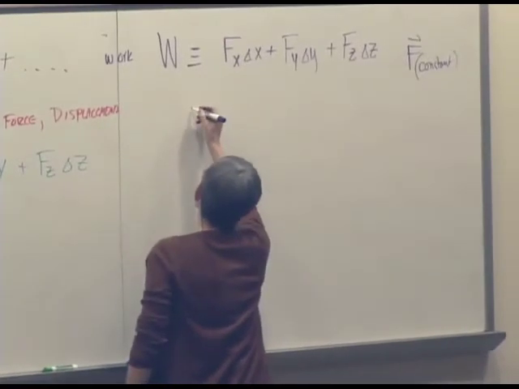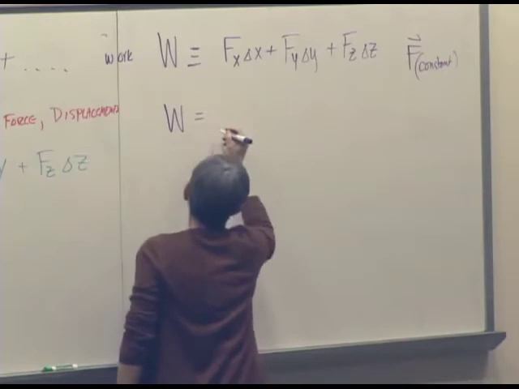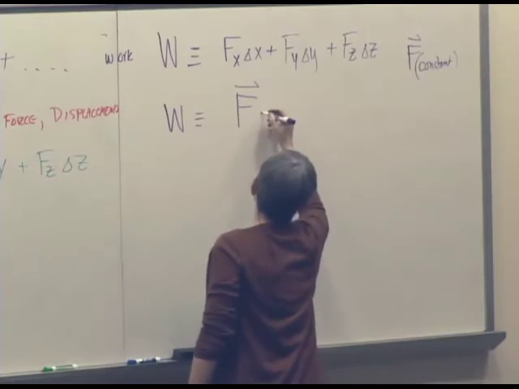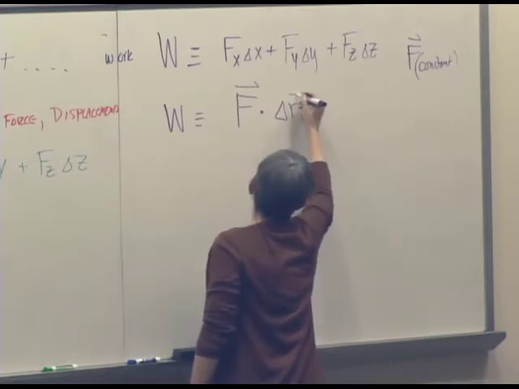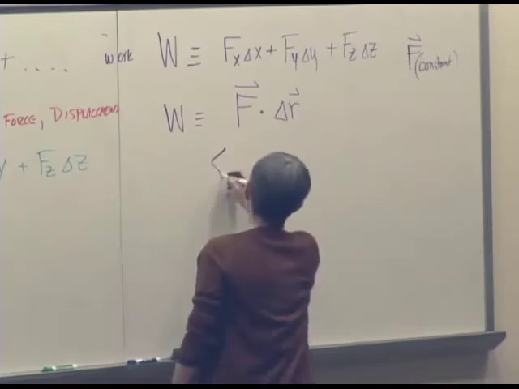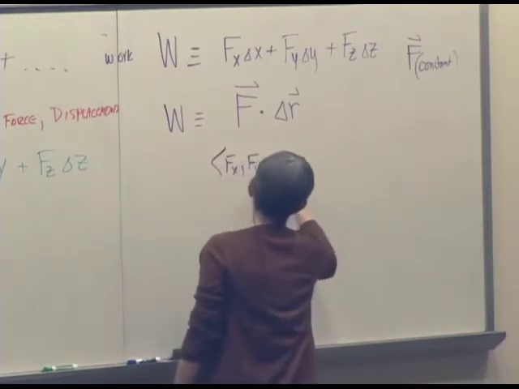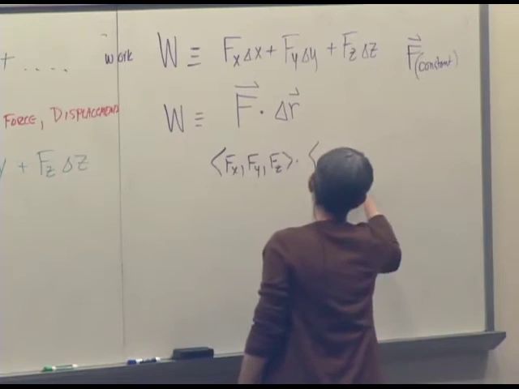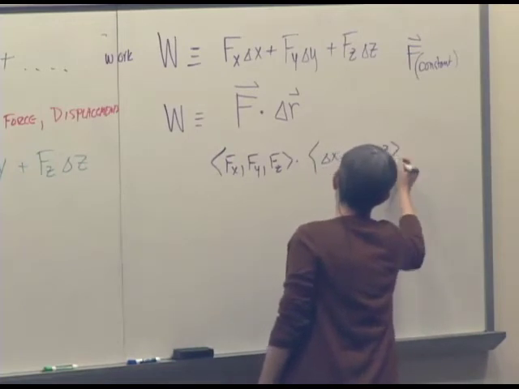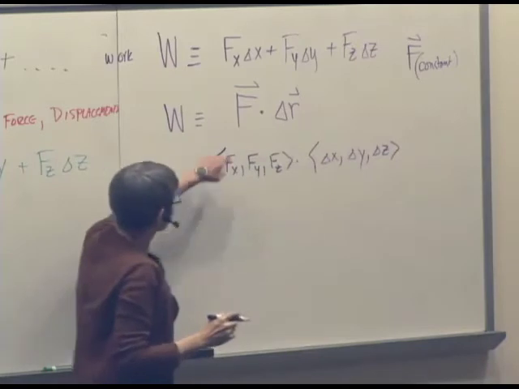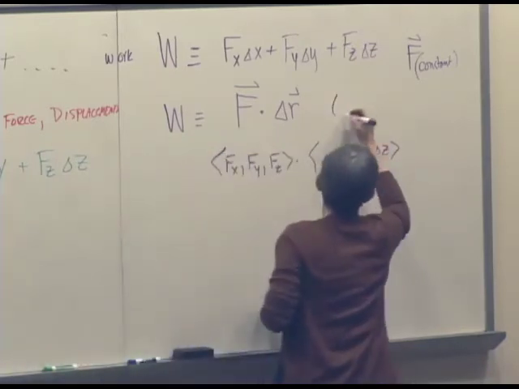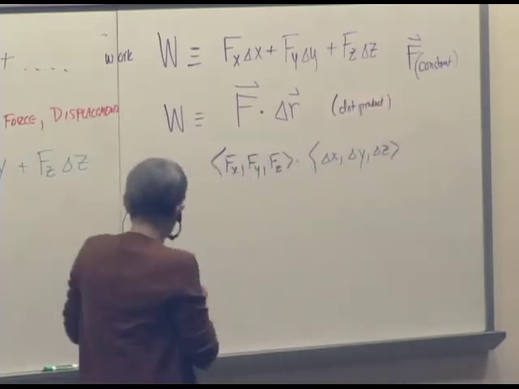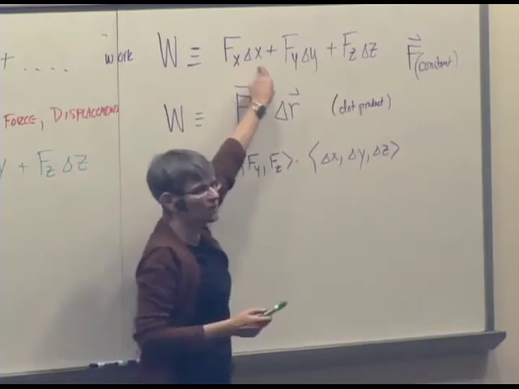There's a compact notation written this way. It's the vector F, because we have all the components here, dot vector displacement, where the vector F is, of course, Fx, Fy, Fz, and this delta r is delta x, delta y, delta z. So this is called a vector dot product. It's one of the legal ways of combining vectors, and it's just a compact way of writing this. This is what it comes out to.